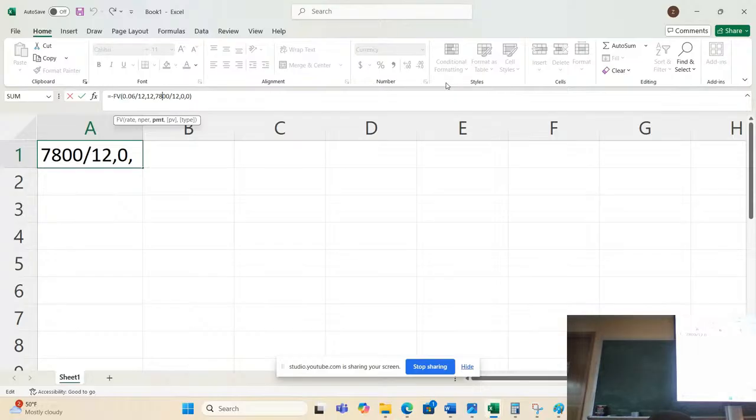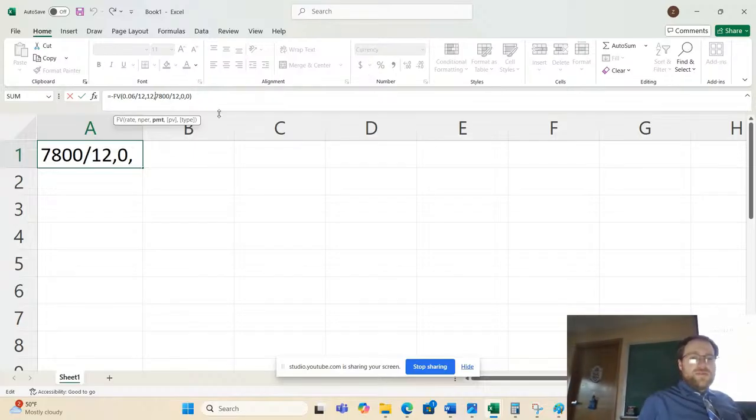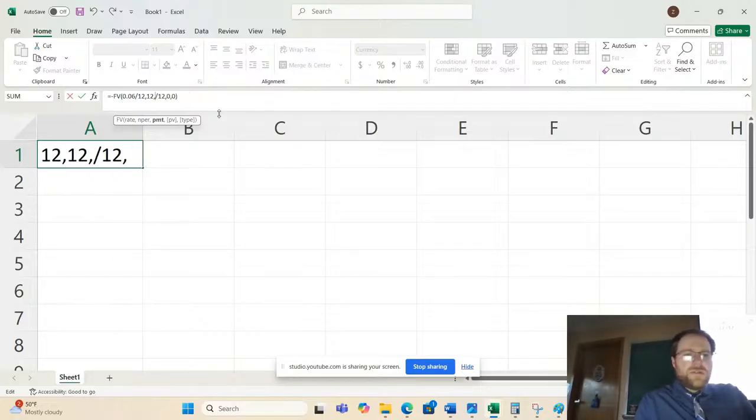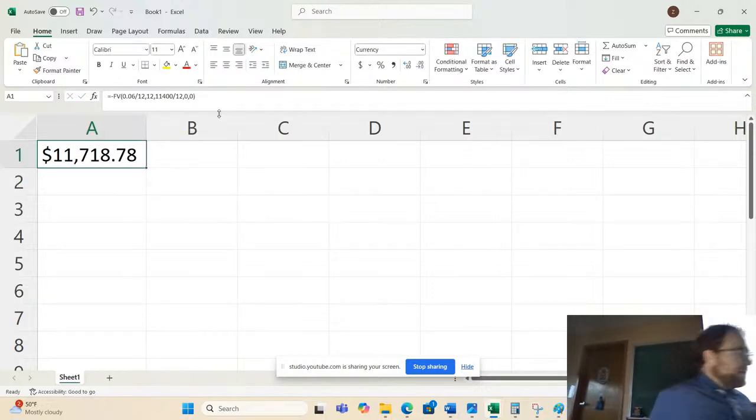Can you put this in and this? So same interest rate for 12 months, right? Same interest rate of 6%. Yeah. It's just 7,600 and 3,800. Which is what, 11? I think 11,400. Yeah. So when I put that in, that's what I get there.